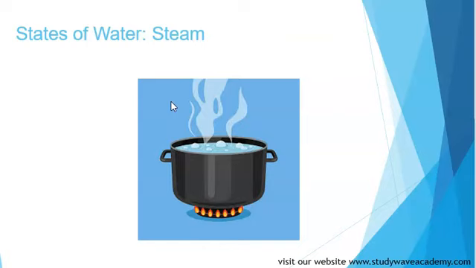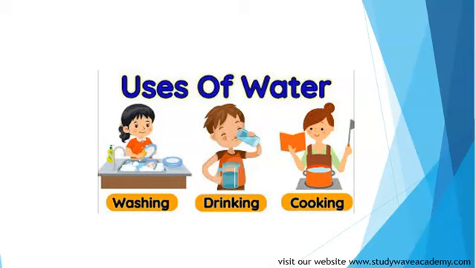So what do we use water for? We said water is used for washing, drinking, cooking, bathing, and so on. Okay? So we understand the uses of water and what water is, right? Remember, water is colorless, tasteless, and odorless. Water does not have taste, and water does not smell. Okay?